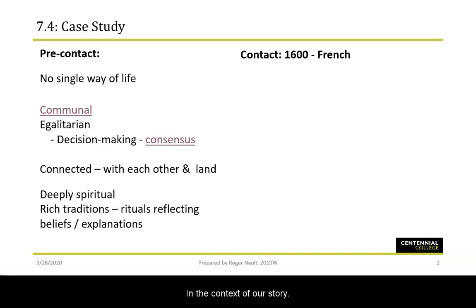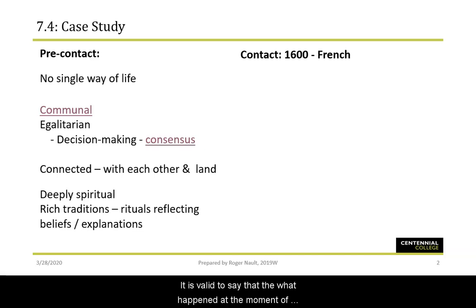In the context of our story, we're picking up the moment of contact at the year 1600 with Samuel de Champlain. Now, even in this telling of the story, the Vikings came like 600 years prior. Our story picks up at this point. And in the context of what we call today Canada, we're talking about the French arriving first. Later, the British would arrive.